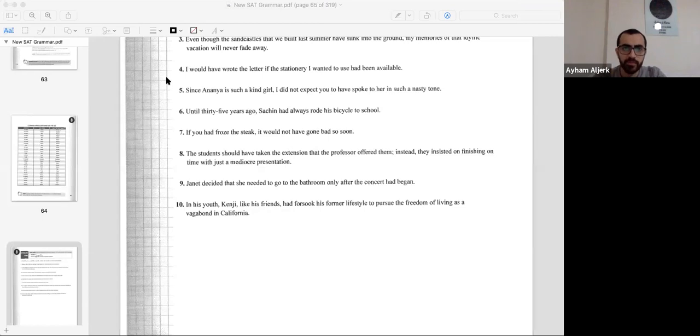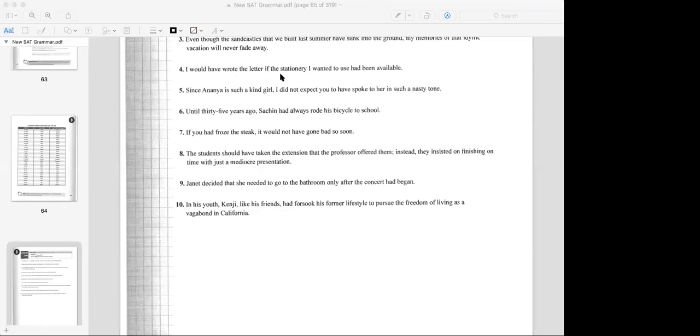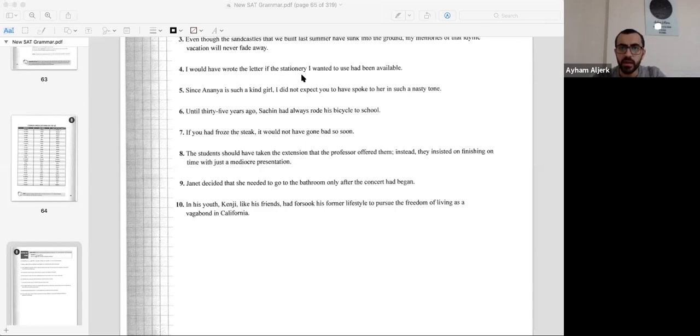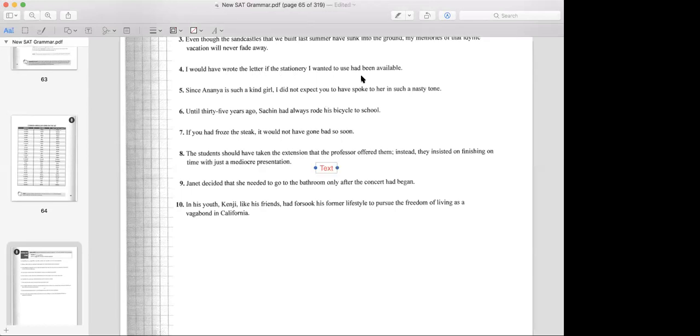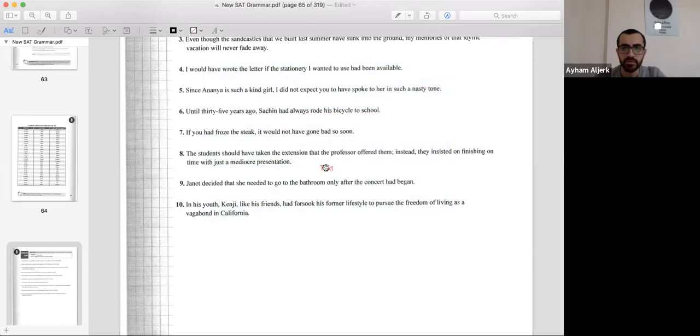Let's start with number 4. I would have wrote the letter if the stationery I wanted to use had been available. So here we have the word have wrote. So after have, we need to have written. Number 5, since Ananya is such a kind girl, I did not expect you to have spoke to her. Again, we have the verb speak, spoke, and then we should have spoken.